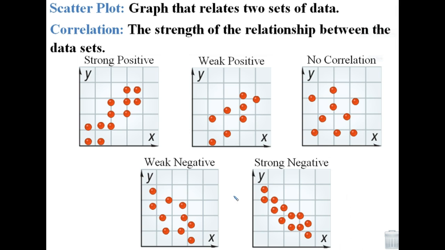And we could also have data with negative correlations, both weak and strong. So for example, the hours you brush your teeth per week and the number of cavities you get. As brushing your teeth goes up, we'd expect cavities to go down. That would be an example of a negative correlation.